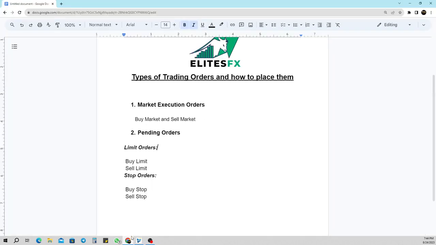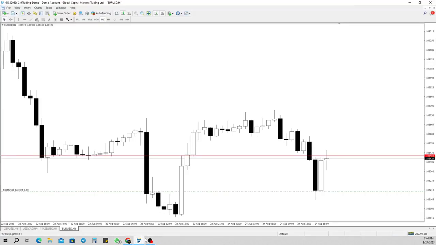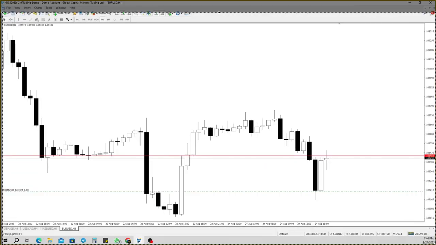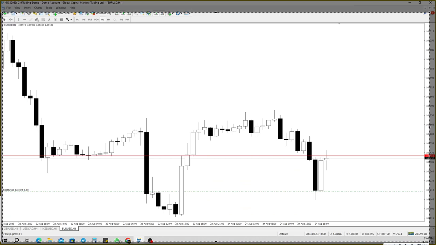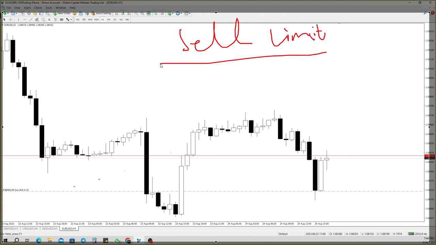Now the second type is sell limit. So now let's talk about sell limit here. Let me just use my pen to explain what that means. A sell limit is used to enter a sell trade, but at a price which is above the current price.